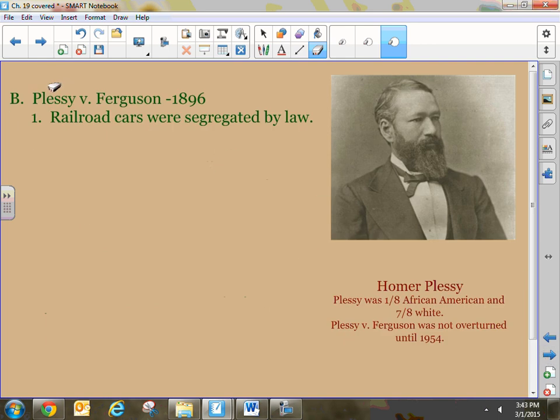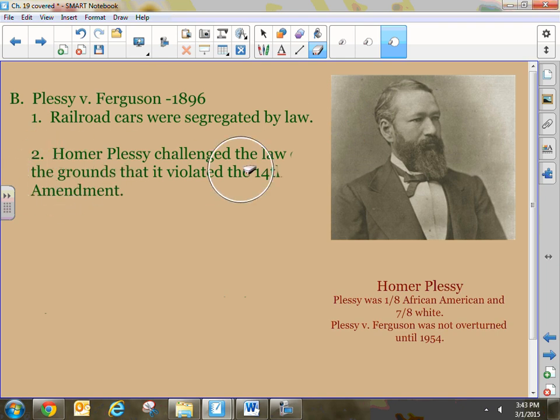The law that made separate but equal facilities possible was the Supreme Court ruling Plessy versus Ferguson, which was in 1896. In 1896, in Louisiana, railroad cars were segregated by law. Homer Plessy, who, although he was mostly white, was still classified technically as black, challenged the law on the grounds that it violated the 14th Amendment. Remember, that's the amendment that says states can't pass laws limiting citizens' rights based on their color. He challenges Louisiana's law, saying it violates the 14th Amendment.